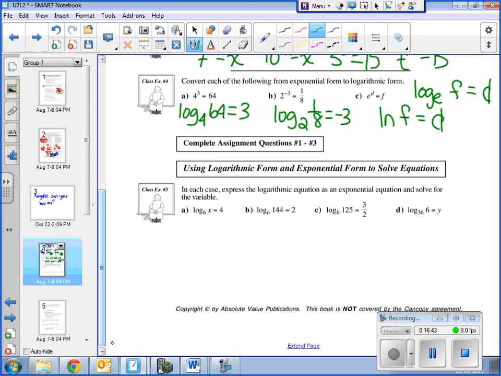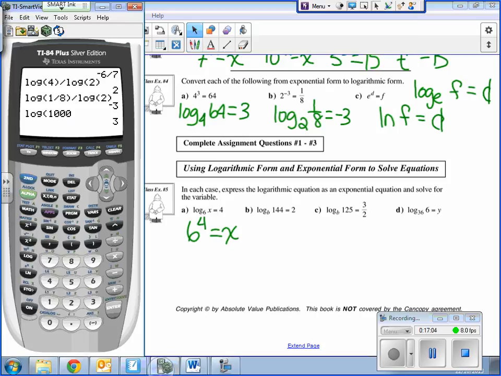Okay, we're going to put these in exponential form and then solve for the variable. So do exactly what we did before. What's our base here? 6. What's our exponent? 4. What's it equal to? Can we solve 6 to the exponent 4? Put it right into your calculator. Oh, you're just ahead of the game. Did I do that right? Is that what you said? 1296? Okay, good.